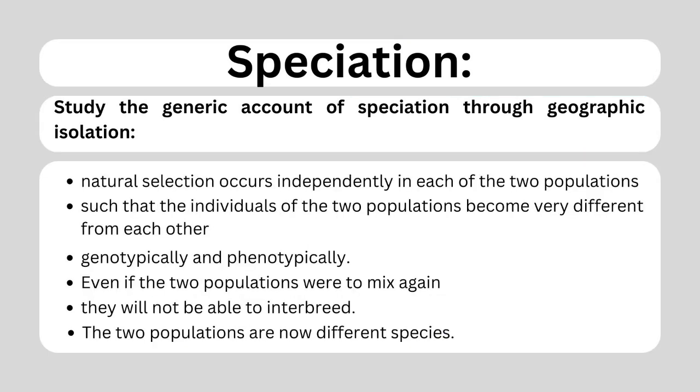Natural selection occurs independently in each of the 2 populations, such that the individuals of the 2 populations become very different from each other, genotypically and phenotypically. Even if the 2 populations were to mix again, they will not be able to interbreed. The 2 populations are now different species.